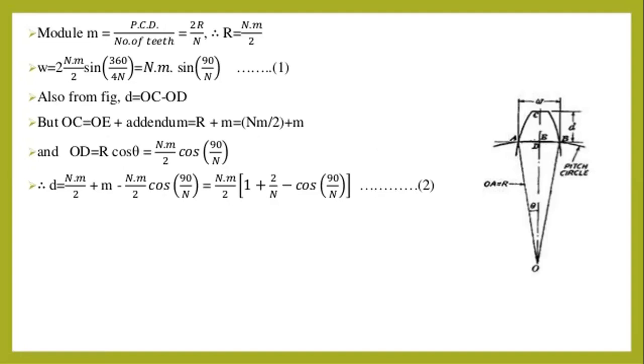And OD is also taken as, O is the center and D is at half of the pitch circle radius. So OD is taken as R into cos theta, where R is the radius and theta is the angular distance. That is N into m by 2 into cos 90 by N.